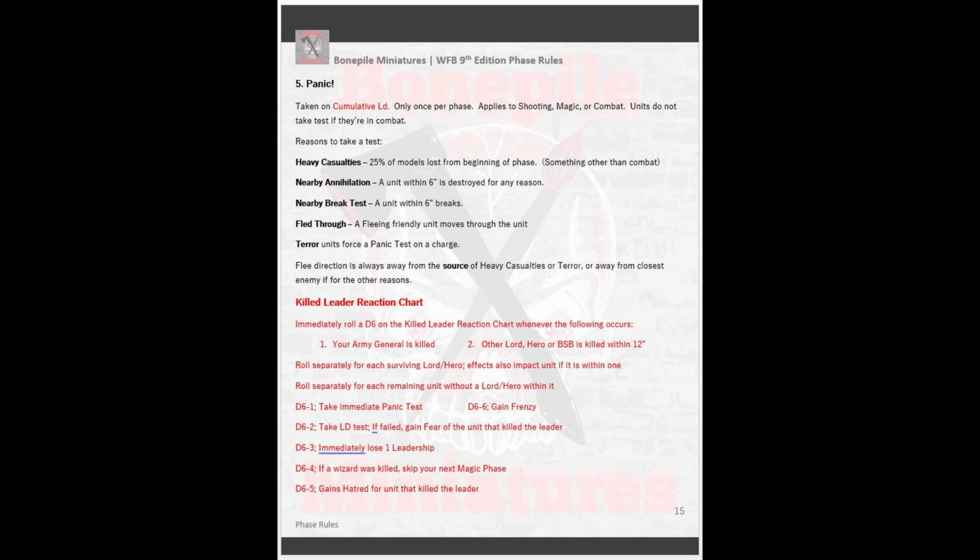So the reason for this reaction chart is to better reflect the effect that leaders have on their armies. And the death of a leader can have major consequences throughout the army. However, some consequences can be bad and others could be good. And each unit may respond differently. So that's the purpose of this chart, is to reflect those possible reactions. So now that finishes this page on the panic rules. And this is also the end of all the turn phase rules.